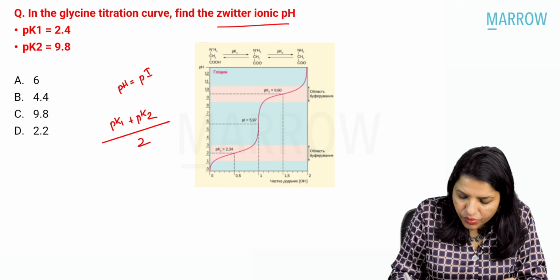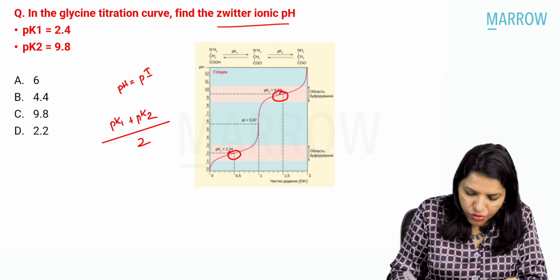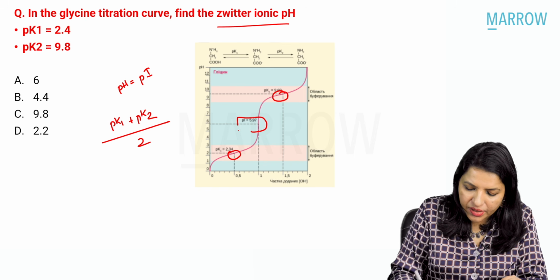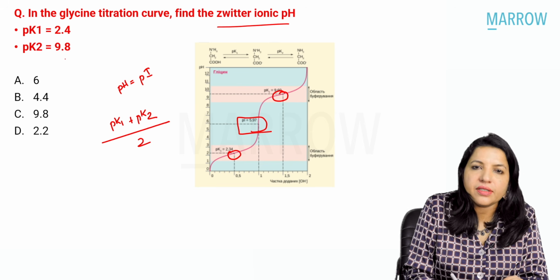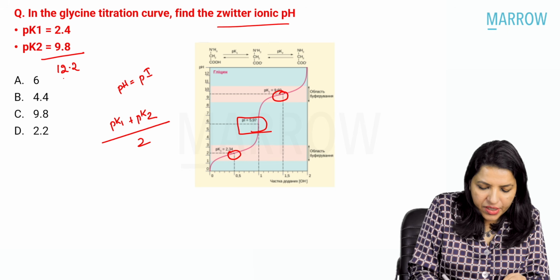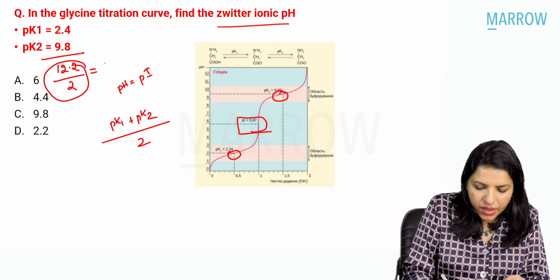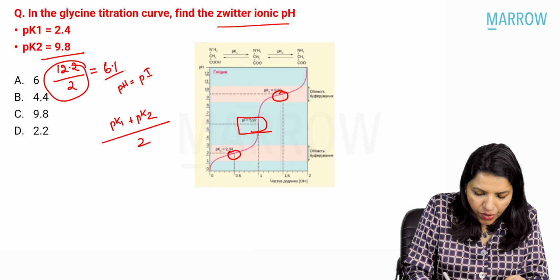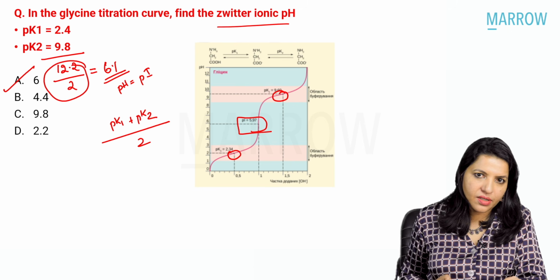So in this question you can see that ionization constants pK1 and pK2 are given here, and the question asked is to find out the pI. So pK1 is 2.4 and pK2 is 9.8. So that comes to 12.2, right? Then the average of it is 12.2 divided by 2. So it is 6.1. 6.1 we can take as 6. So 6 is the answer.